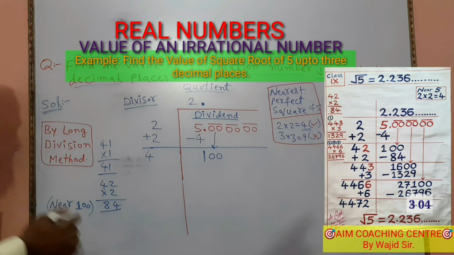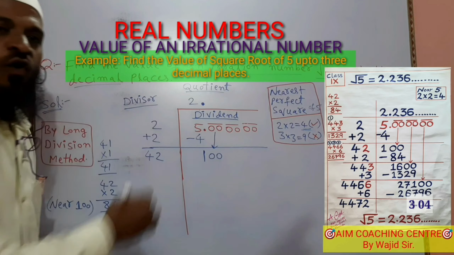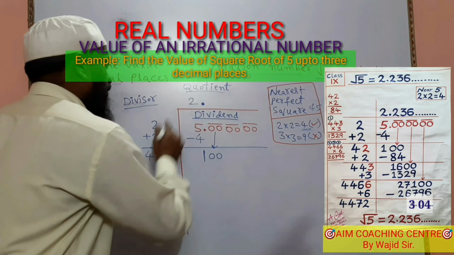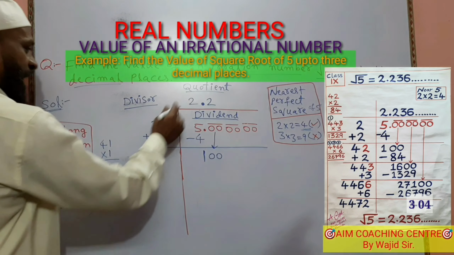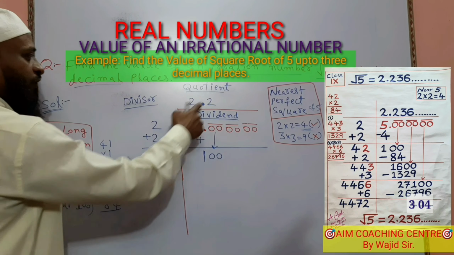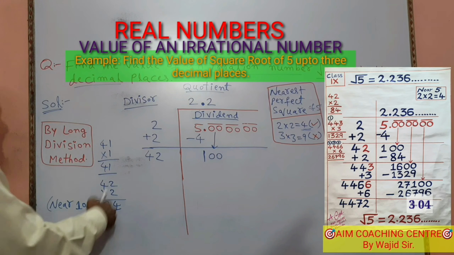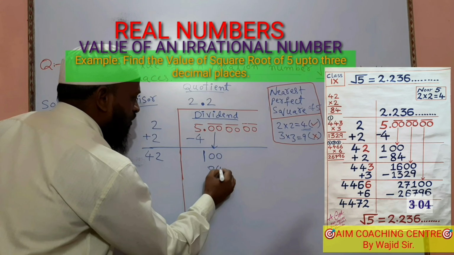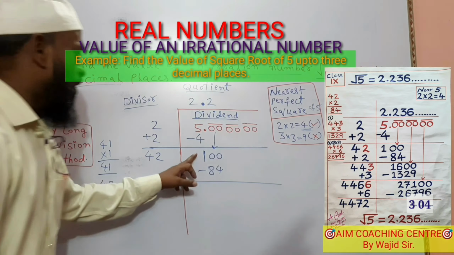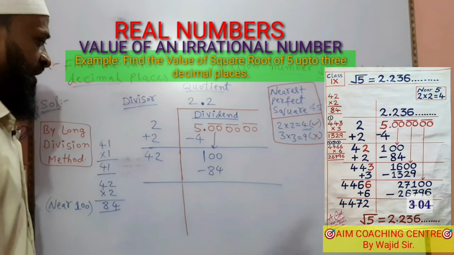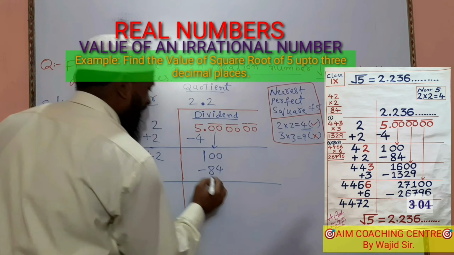So we can take 2 with 4. If we are taking 2 with 4, the same number in the quotient also, and multiply 42 with 2, we get 84. Write it down to the dividend. Now 100 minus 84, subtract, 100 minus 84 is 16.